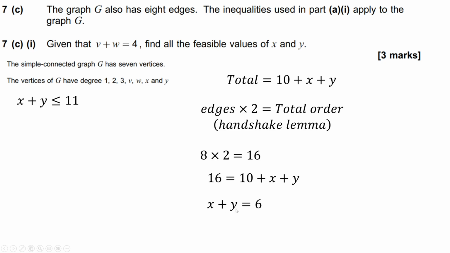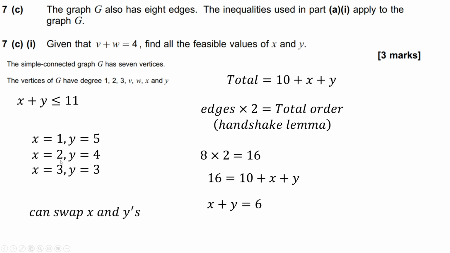If x was 1, this would be 5. If x was 2, this would be 4. If x was 3, this would be 3. And that gives us those solutions. But also be careful. You could have y is 1, x is 5, y is 2, x is 4. You can't swap these ones, because they give you the same thing. But you can swap the x and y's for these two here. So you'd actually have 2, 4 plus this one, so that would be 5 solutions in total.